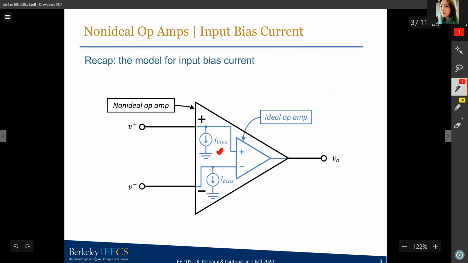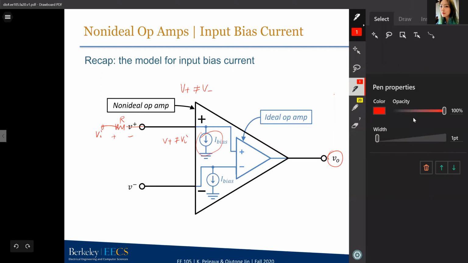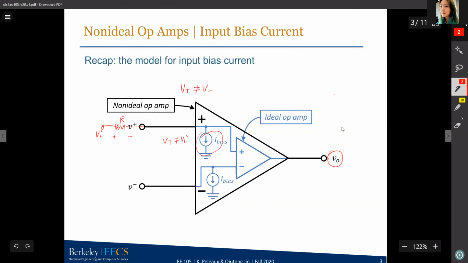So because you have a bias current here, if you connect the resistor to the plus terminal, let's call it, you gave it a VI. Because of the I bias, there will be a voltage drop across the resistor. And in this case, your actual V plus will not be equal to V minus. Your V plus will not be equal to VI. In that case, your V out will not be the desired value you want for your circuits. So this is how the input bias will affect your circuits.